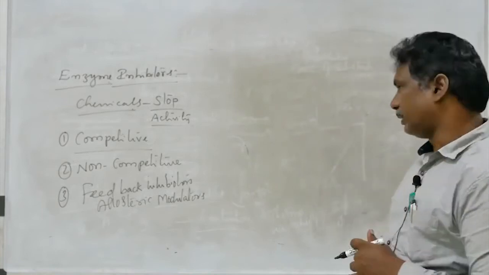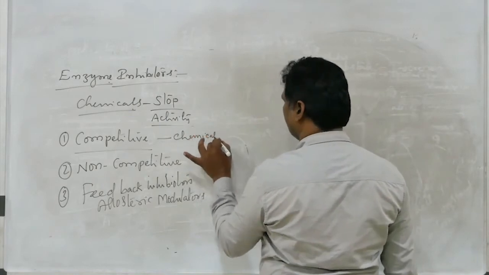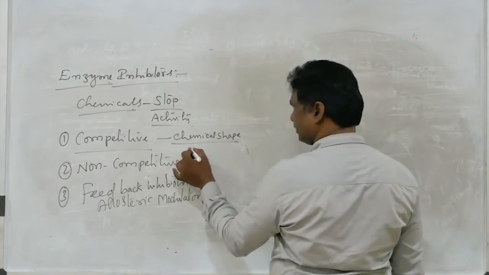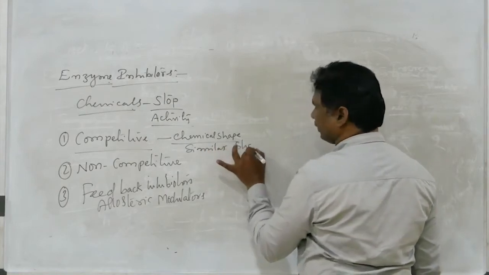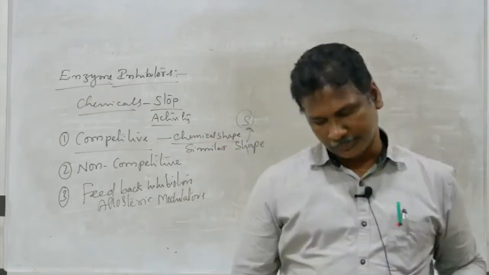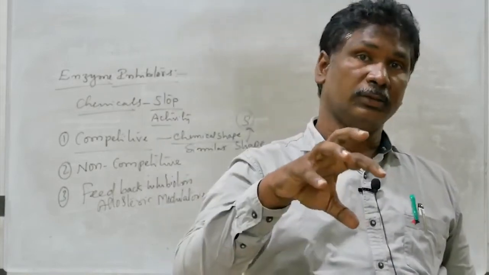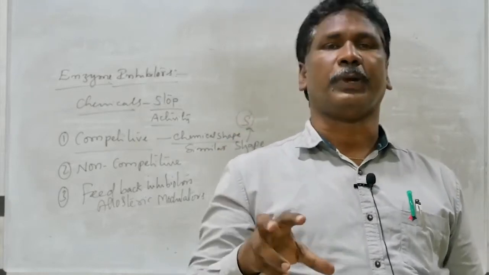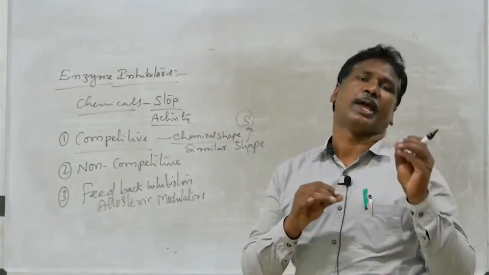So competitive inhibitors, some of the chemicals, the shape of that chemical is similar to the shape of the substrate, and they occupy the active site of an enzyme and inhibit the enzymatic activity.